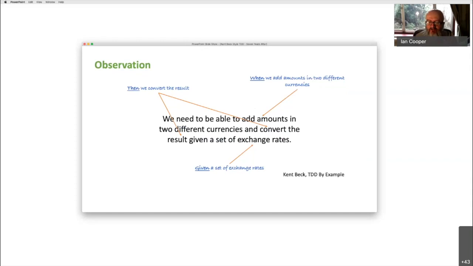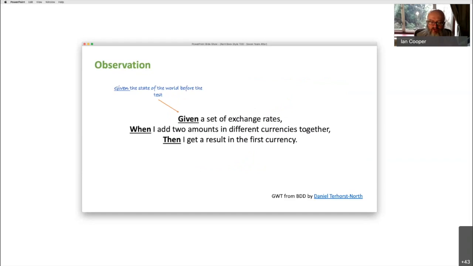So if I rewrite that: given a set of exchange rates, when I add two amounts in different currencies together, then I get a result in the first currency. We get what we think of now as a classic given-when-then test. Given the state of the world before the test, when I exercise the behavior under test, then we expect the following changes. Sometimes people think we went away and fixed TDD and created this new thing, given-when-then. That's exactly how it's been since the beginning. Given-when-then is just another way of expressing that same concept. That's basically how you do TDD.